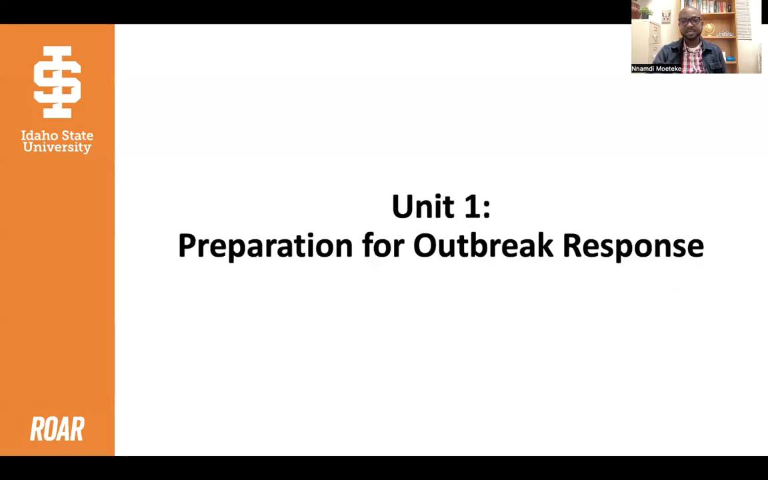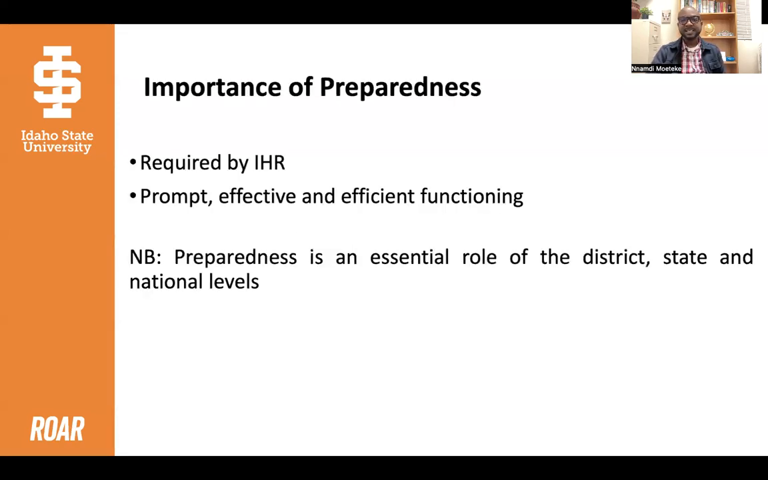So we begin with the first unit of this module, which is preparation for outbreak response. It is one of the core capacities required by the International Health Regulations, talking about preparing for outbreaks. And this preparation enables the health system to function promptly, effectively, and efficiently to reduce significantly attributable deaths or disabilities. And preparedness is an essential role of all levels of the health system, including the local level, the states, and the nation as a whole.